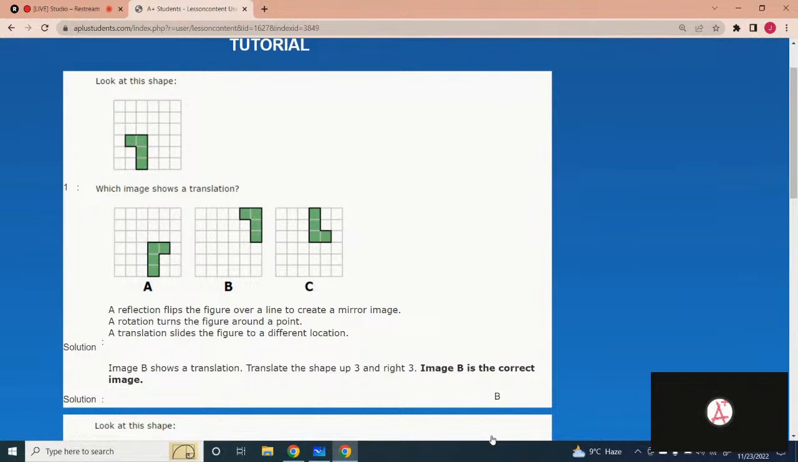Look at this shape. A reflection flips the figure over a line to create a mirror image. That is the definition of a reflection. Then a rotation turns the figure around a point. Then a translation slides the figure to a new, different location.